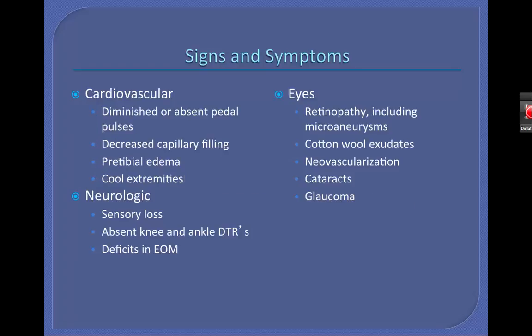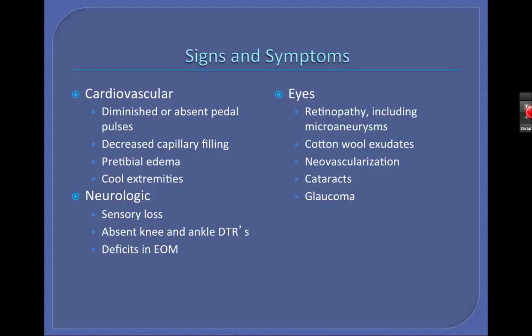Cardiovascular signs and symptoms of diabetes are diminished or absent pedal pulses, decreased capillary refill in the nail beds, pretibial edema, cool extremities. Neurologic: sensory loss, absent knee and ankle deep tendon reflexes, defects or deficiencies in extraocular movement. In the eyes, you have damage to the nerve controlling extraocular movement, which causes the defects in the EOMs.